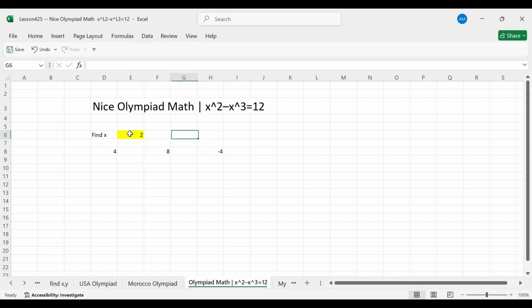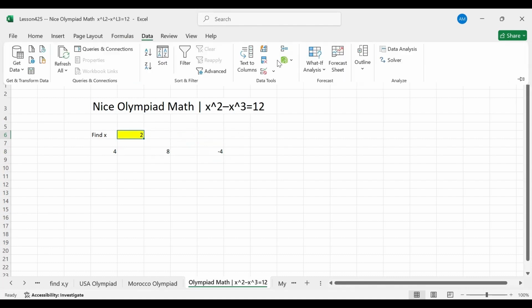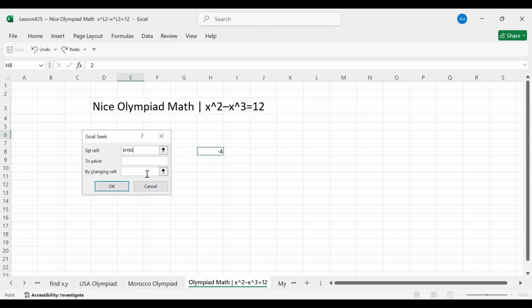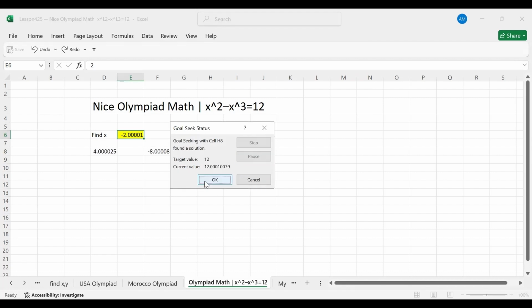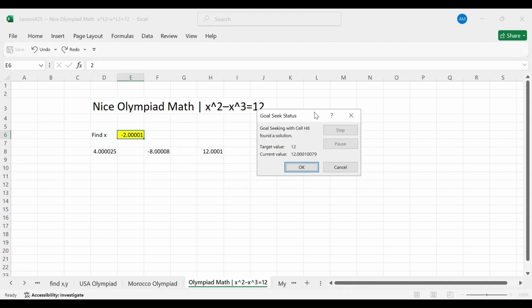For this, the best thing we can do is use the goal seek. Here we will say: set the cell, we click here, this is the set cell, which cell? H8, to the value of 12, right? By changing what? By changing the value of x. We click OK. This takes you to the solution, that your solution is minus 2.0001. So minus 2 is the solution as per the goal seek.